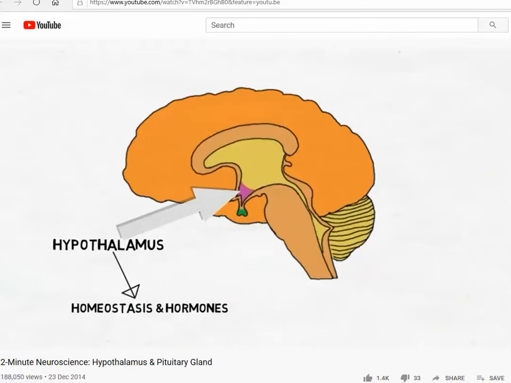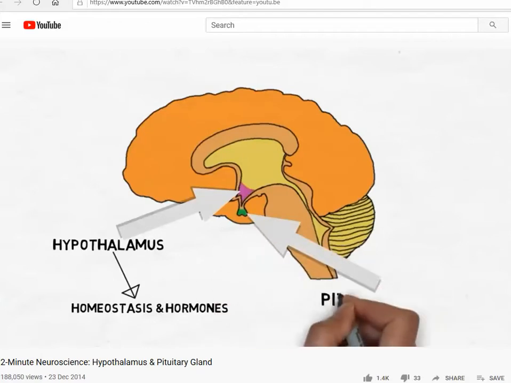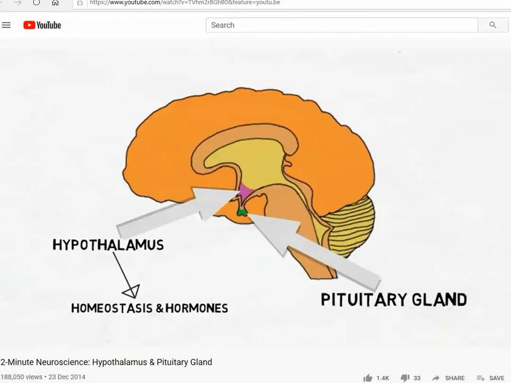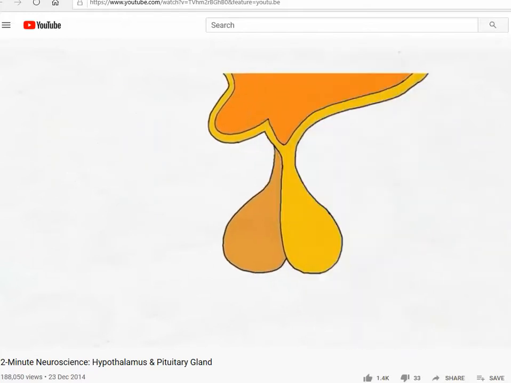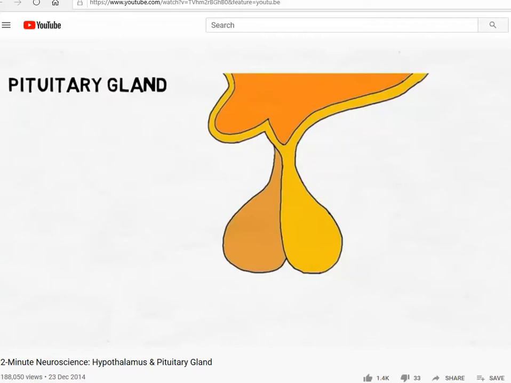Homeostasis is a term used to describe the maintenance of balance or stability in a biological system. The hypothalamus can maintain homeostasis either by exerting direct influence over the autonomic nervous system or by causing the release of hormones. The hypothalamus manipulates hormone release primarily by controlling the pituitary gland. The pituitary gland is a hormone-secreting gland that sits just below the hypothalamus. It is sometimes called the master gland because it not only secretes many extremely important hormones, but it also regulates the activity of other hormone-secreting glands throughout the body.